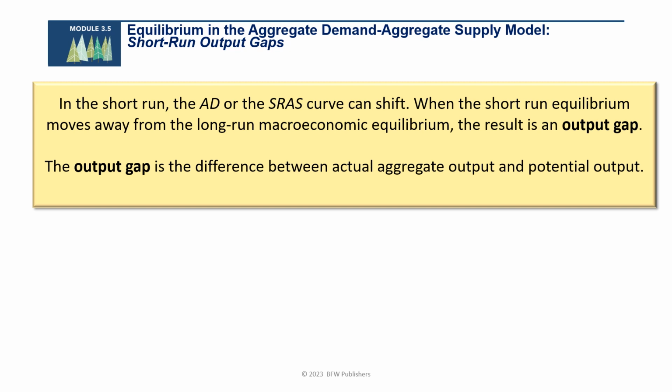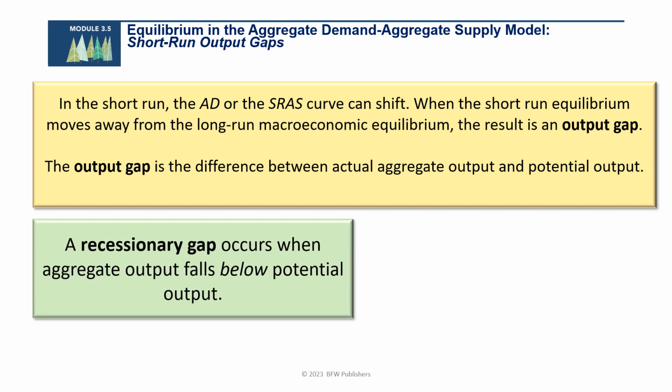This idea of gaps. Output gap. So here's what can happen in the short run. We could have a situation where the aggregate demand curve or the short run aggregate supply curve can shift, leftward or rightward. Decrease in aggregate demand, decrease in short run aggregate supply, leftward shift. Increase in aggregate demand, increase in short run aggregate supply. There could be a shift, and that creates what's called a gap, an output gap.